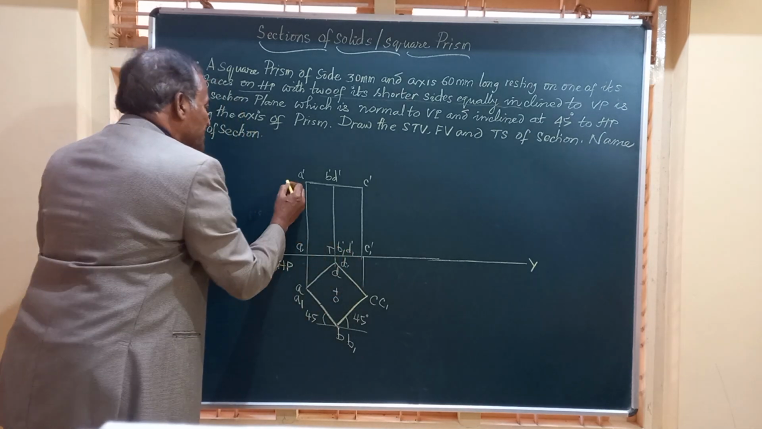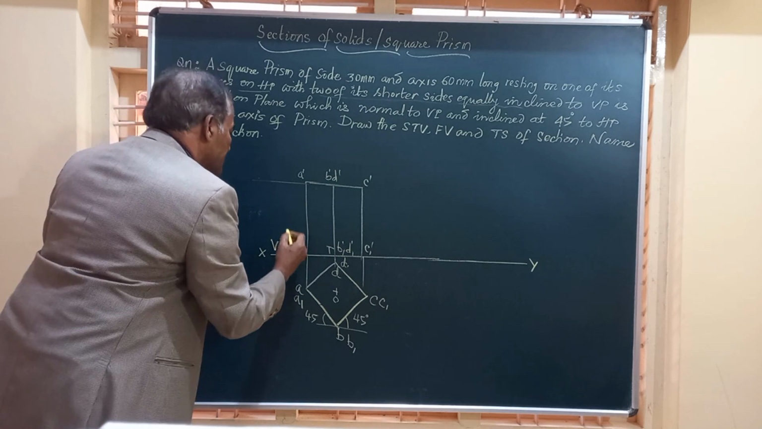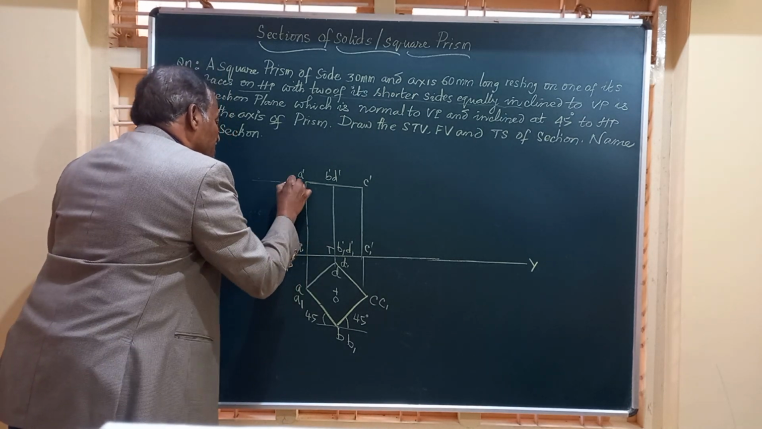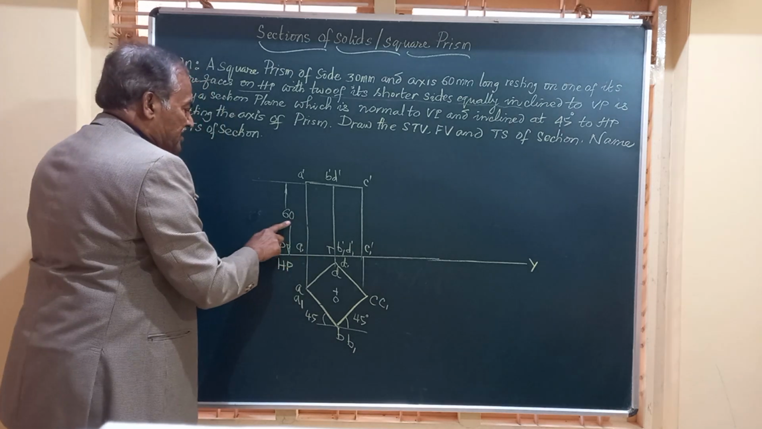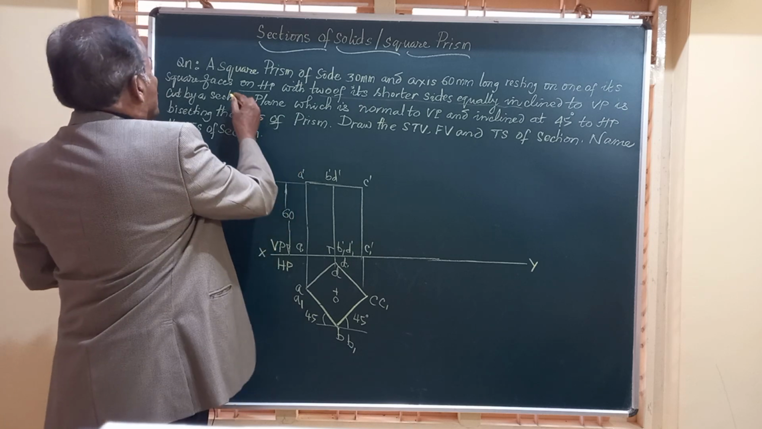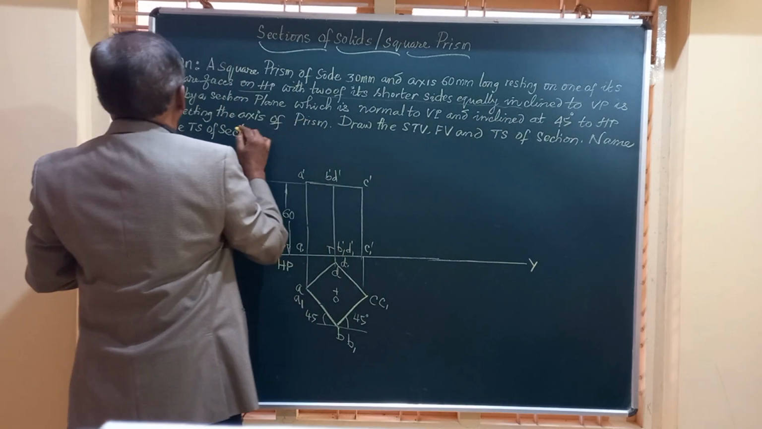And the height of this object or this solid is given to be 60 millimeters. So I just mark the dimension 60 adjacent to the front view. Friends, this is the top and front views. So initially we have drawn up to the two of the shorter edges equally inclined to VP.